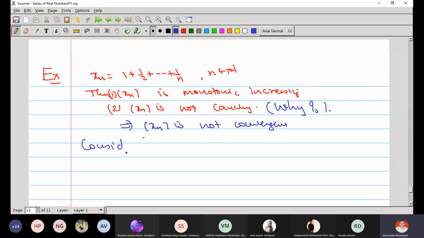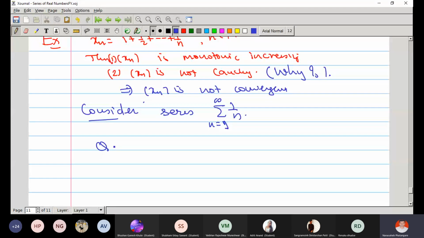Now consider the series sum of 1 by n, n from 1 to infinity. Now our question is, does this series converge? Does this series converge? And what is your answer?